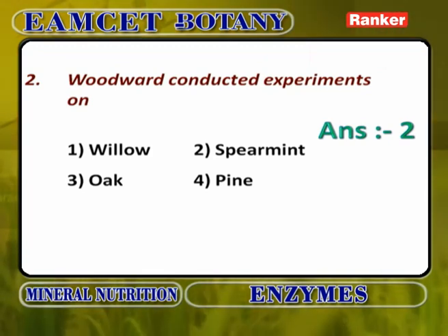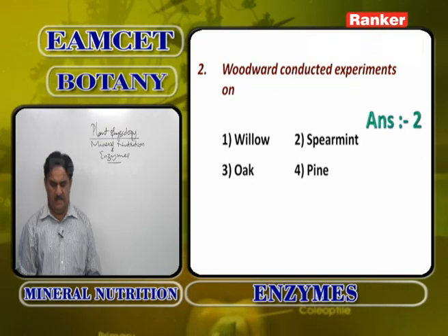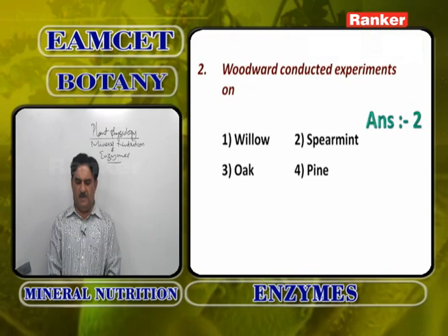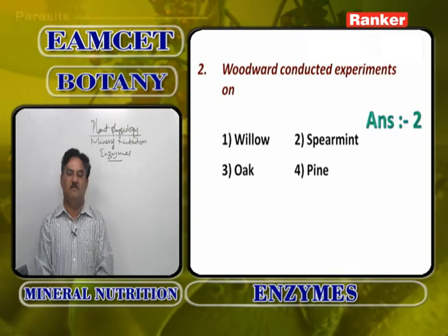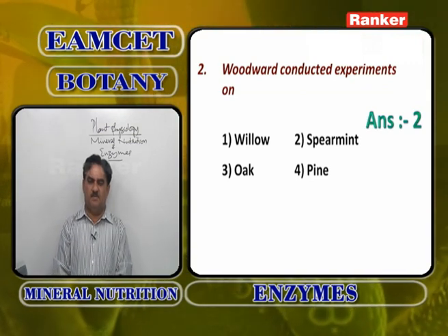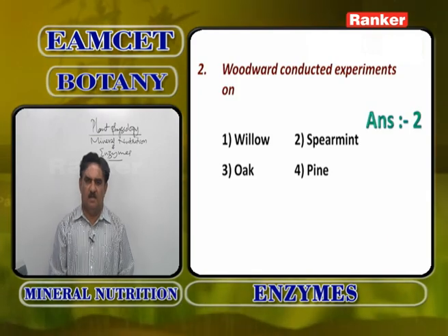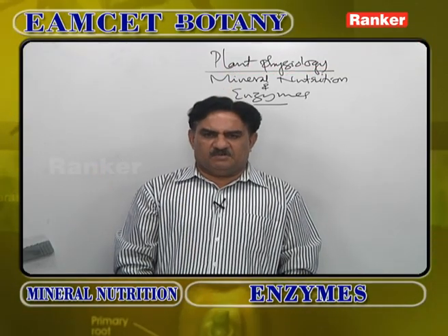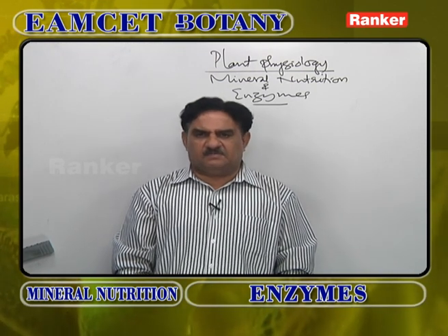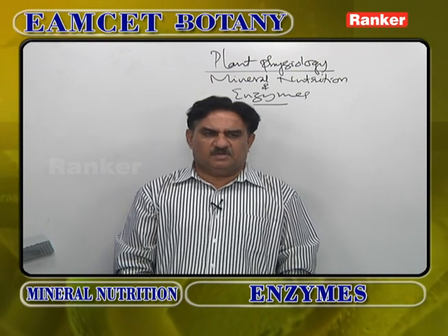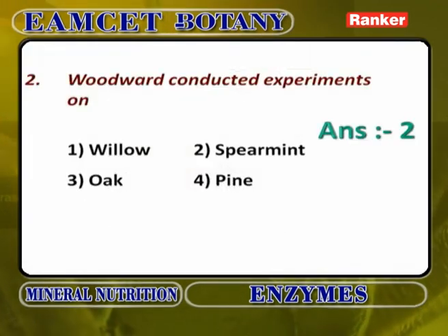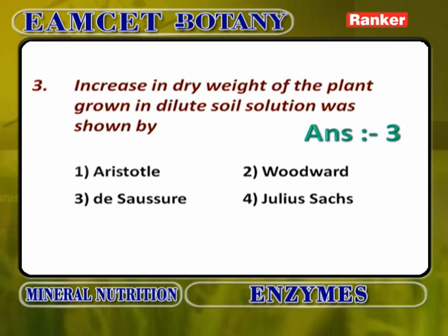Next, Woodward conducted experiments on. Just now I explained, Woodward conducted experiments on the spearmint plant. He took three vessels. In one vessel he kept rainwater, in another water from the Thames River, and in the third water from the soil extract of Hyde Park. Spearmint plants did not grow well in rainwater, grew a little in Thames water, but grew very well in soil extract water, proving that soil provides not only water but also many mineral ions for the growth of the plant. So Woodward conducted experiments on the spearmint plant.